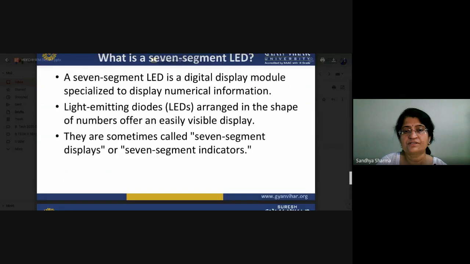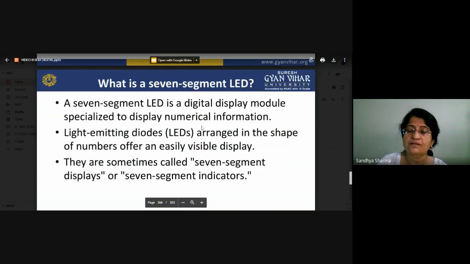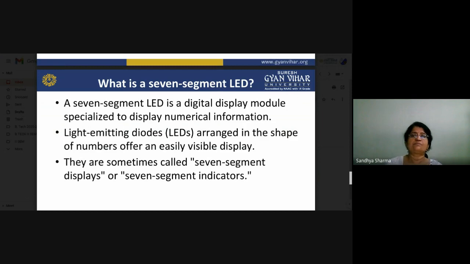Now we will switch to the 7-segment LED. So what about 7-segment devices? A 7-segment device is basically an LED digital display module, designed to display numerical information. Light emitting diodes are arranged in the shape of a number. First of all, we will see how our LEDs are arranged in the shape of our numbers. They are sometimes called 7-segment display devices or 7-segment indicators.